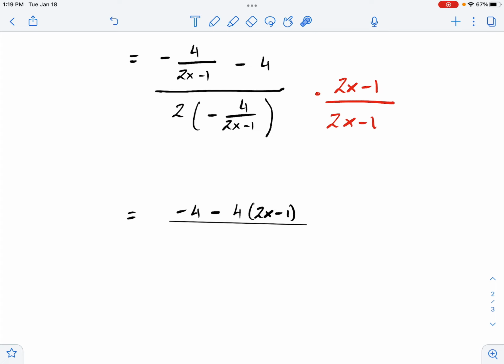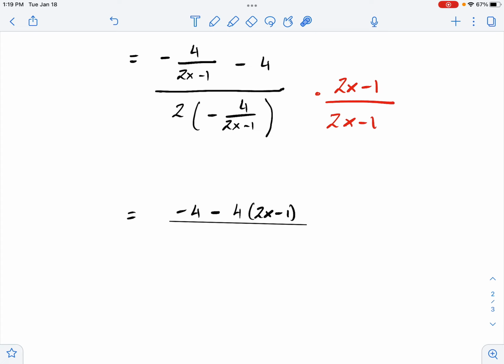I'm going to distribute my minus 4 here, so I get minus 8x. And then I get minus 4 times minus 1, which is plus 4. And so I have minus 4 plus 4, that's 0. Minus 8x divided by minus 8 is indeed equal to x. And so, sure enough, f of f inverse is indeed equal to x. That shows that I have found the inverse function correctly. It is the square root of negative 4 over 2x minus 1.